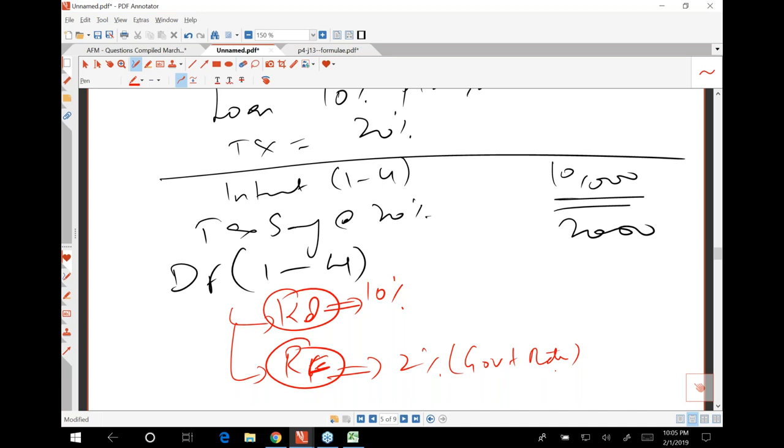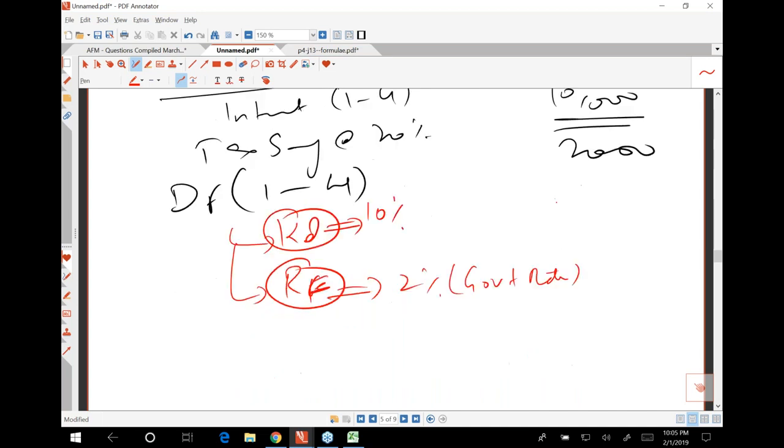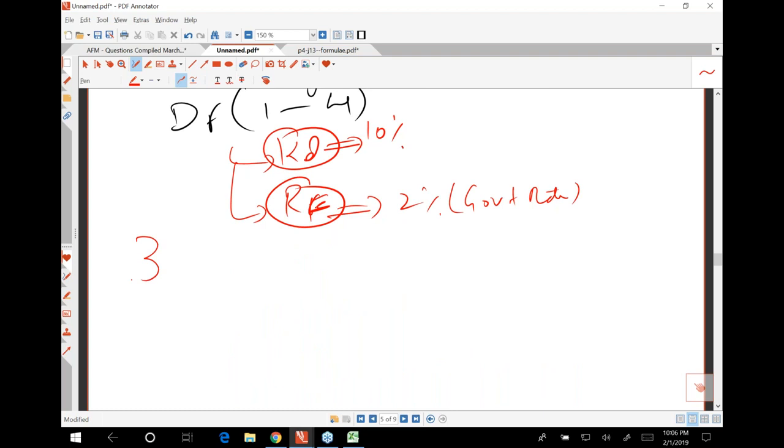Okay, now what next is there? The third one of them is in case we have got subsidized loans.